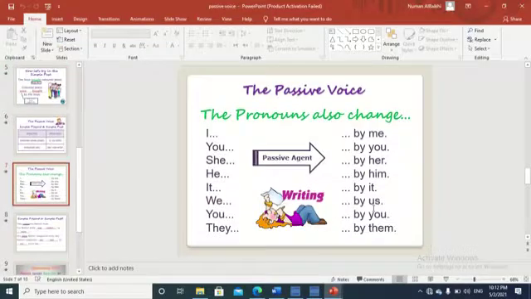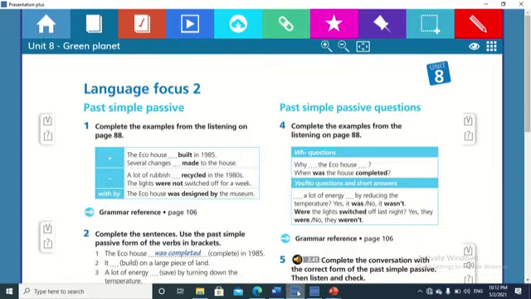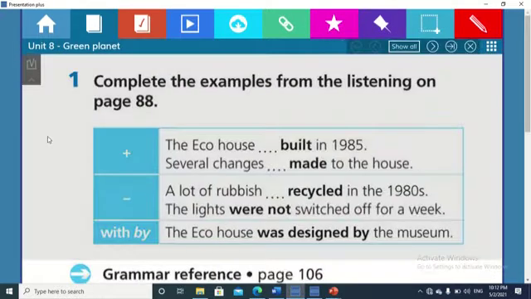So let's now move to your student book. Of course, here's the first part. It was taken from the listening. Note that in affirmative sentence we have was. So the Eco House was built in 1985. Of course, it's in the past because we have an indication. This is an adverb of time in the past.